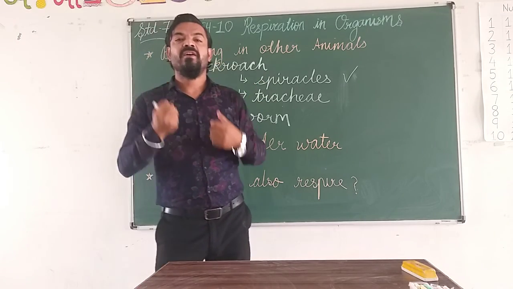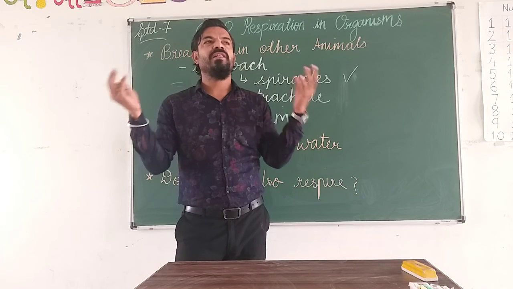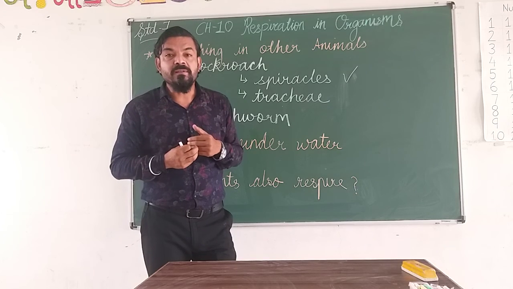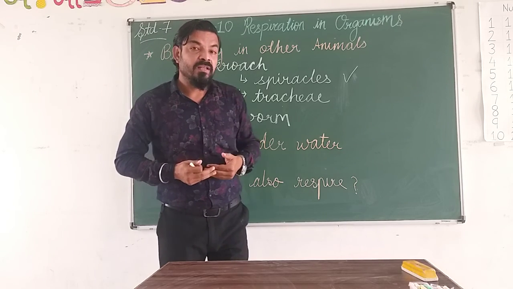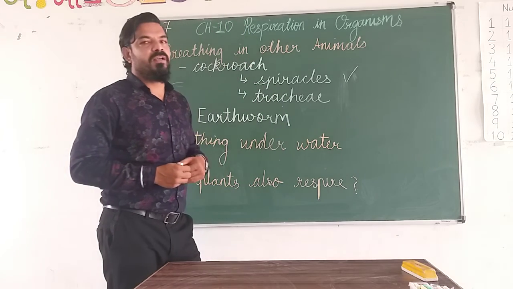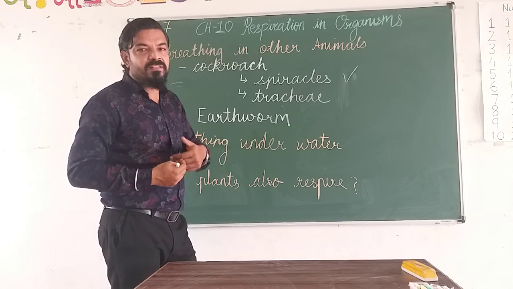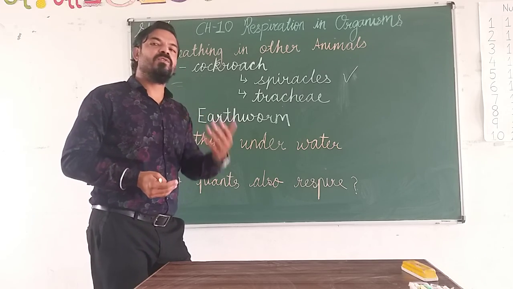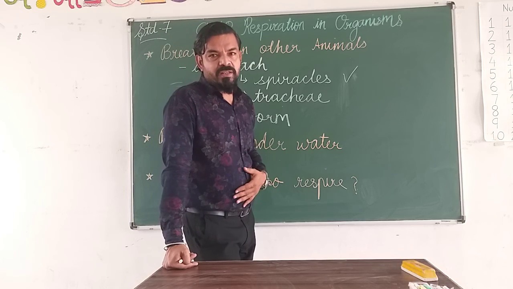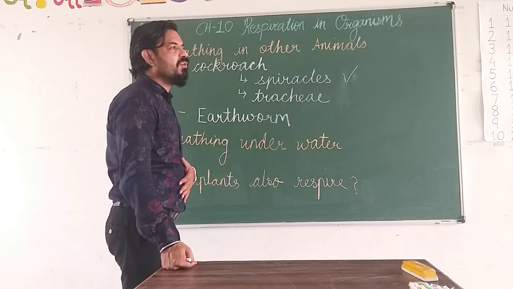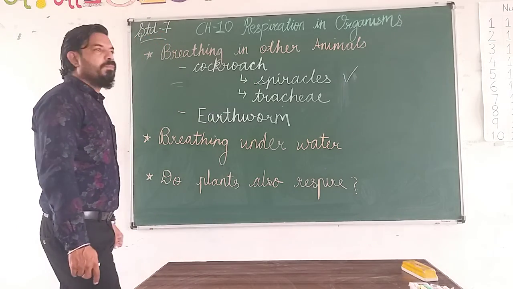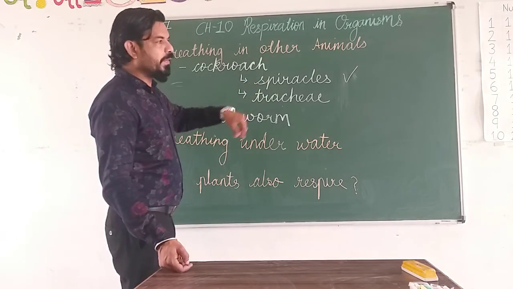They take oxygen. Most living organisms on the earth have aerobic respiration, in which they take oxygen. Anaerobic respiration is in the absence of oxygen. In that also they breathe, but that is in yeast and such organisms, which are single-celled. Now, the cockroach breathes with spiracles.